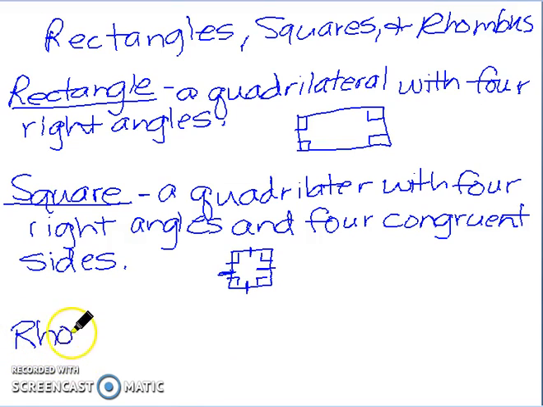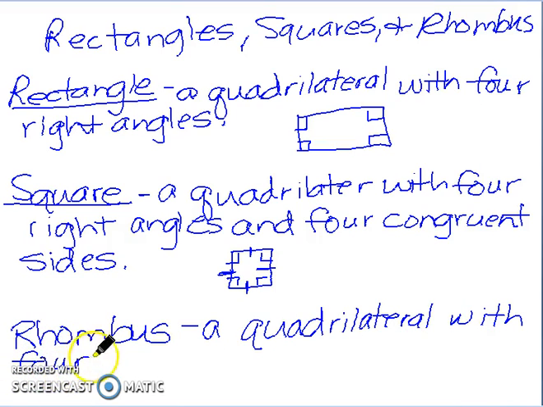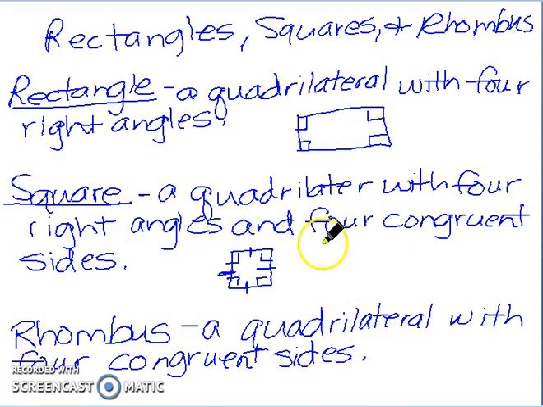Then we have our rhombus. And it's a quadrilateral with 4 congruent sides. Okay, so that shows up in the square too. That's the other restriction, was 4 congruent sides. But this one is just it has to have 4 congruent sides.